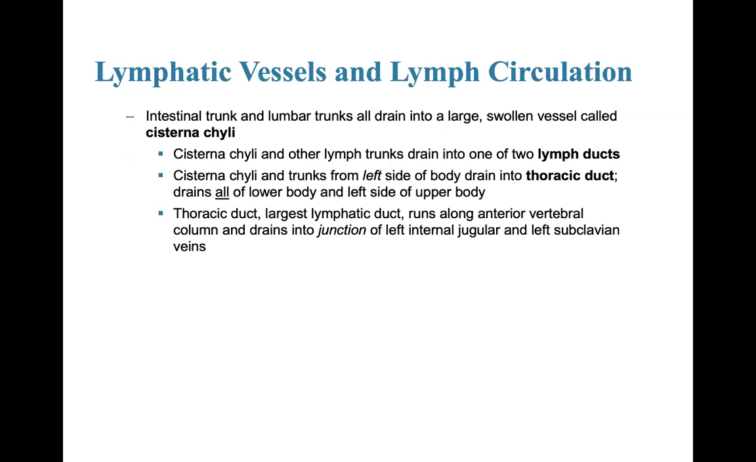The intestinal trunk and the lumbar trunks all drain into a large swollen vessel called the cisterna chyli. The cisterna chyli and other lymph trunks drain into one of 2 lymph ducts. The cisterna chyli and the trunks from the left side of the body drain into the thoracic duct, which drains all of the lower body and the left side of the upper body. The thoracic duct is the largest lymphatic duct.